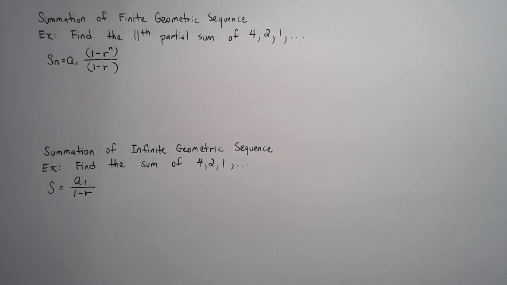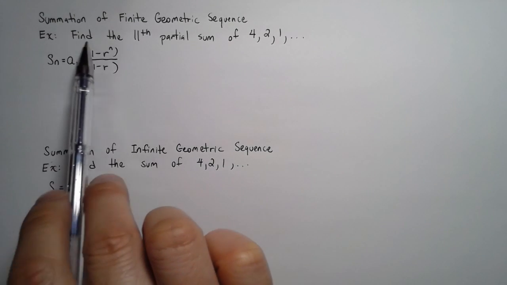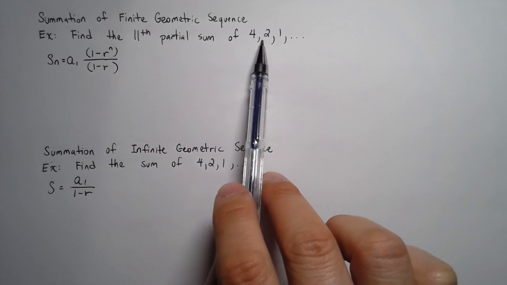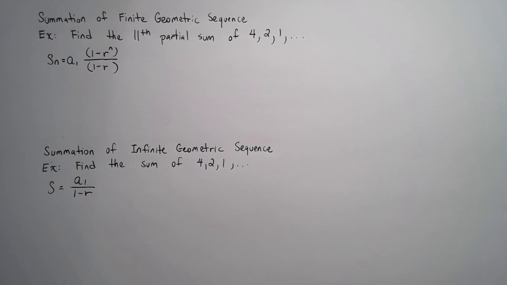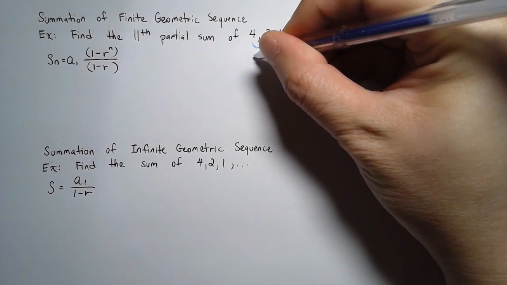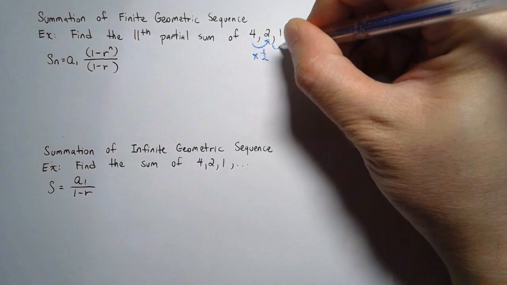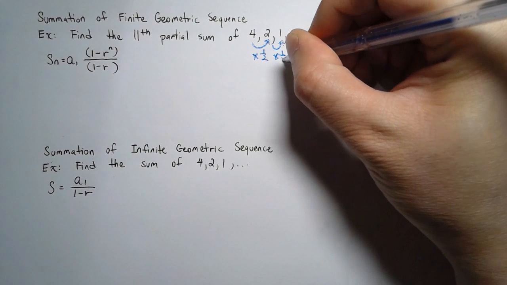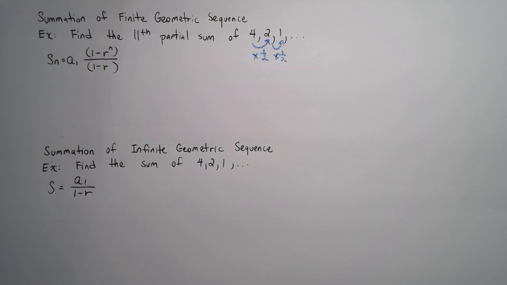This video will talk about how to find the summation of a finite and an infinite geometric sequence. So the first thing you look at in this example is that 4, 2, 1 is a geometric sequence because the common ratio is times half. That's your common ratio.